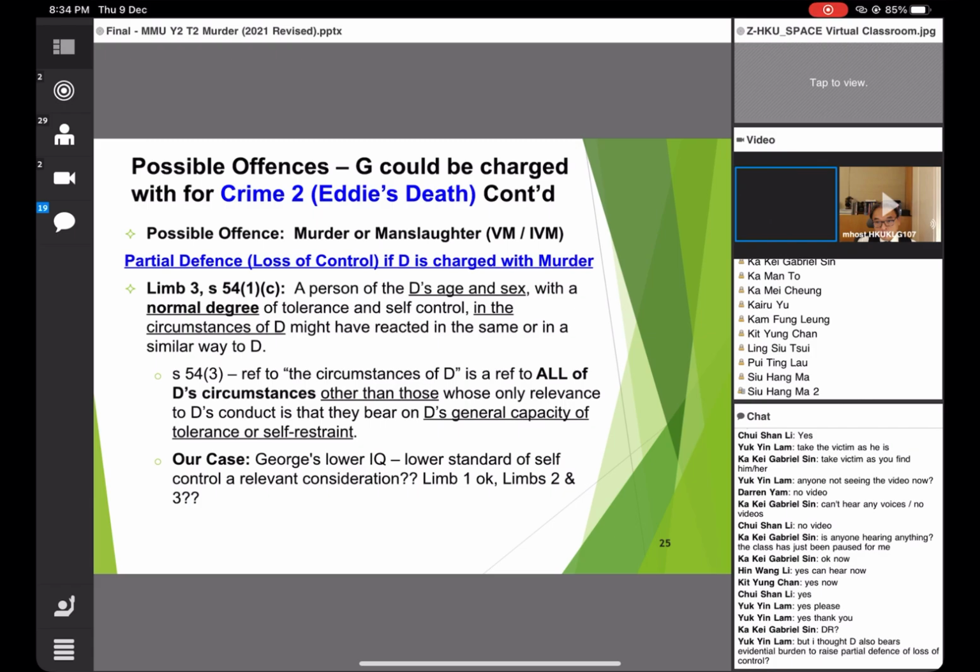So in our case, George has a lower IQ than other people. Would a lower standard of self-control be a relevant consideration? I would tend to argue that according to the law, no, because we are looking at a normal degree of tolerance. So here, limb number 3, I would argue, is not satisfied. So we have established out of these 3 limbs that limb number 1 is okay, limb number 2, depending on your argument, but limb number 3, no. So 2 of the limbs would not have been satisfied for the partial defense of loss of control. All right.